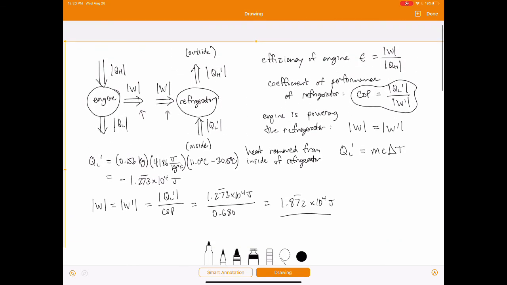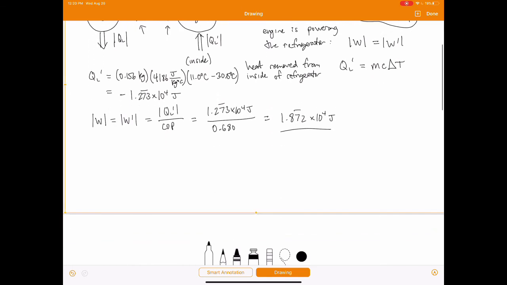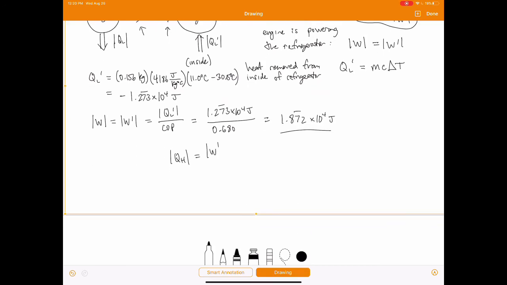Okay, so the last thing we can do is look at the definition of efficiency. And if we want to solve for QH, that's going to be the work W divided by the efficiency, W divided by epsilon. So we just found the work, that's 1.872 times 10 to the 4 joules, divided by the efficiency, which is 0.450. Okay, so this comes out to 4.186 times 10 to the 4 joules.